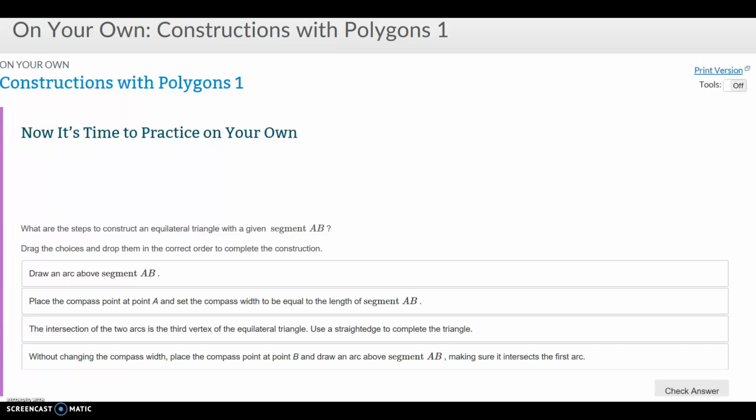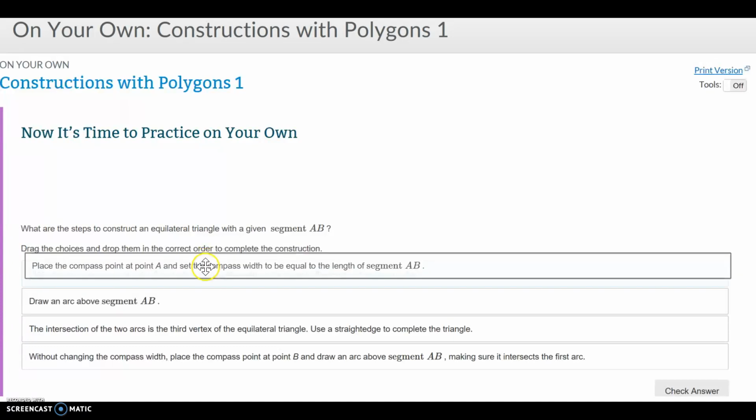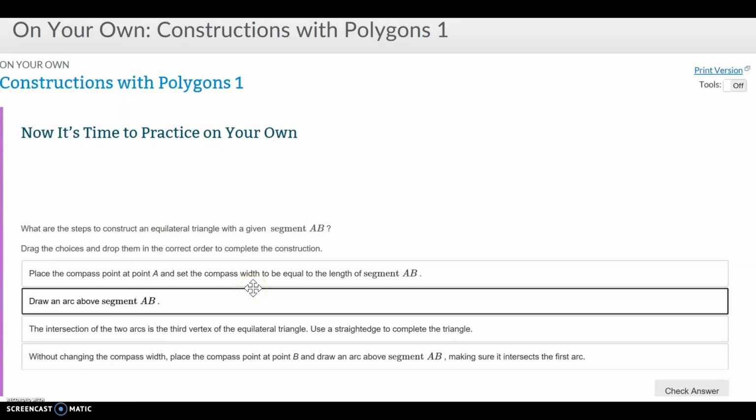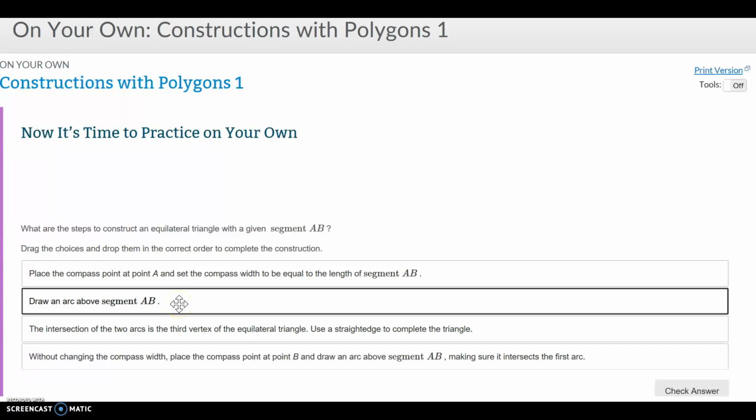So, first, we have our line segment AB. We're going to place our compass on point A and set the compass to an equal length of segment AB. And then we're going to draw an arc above AB.